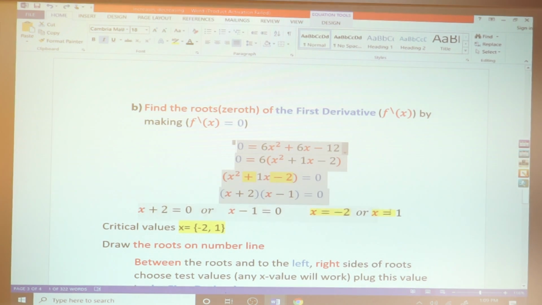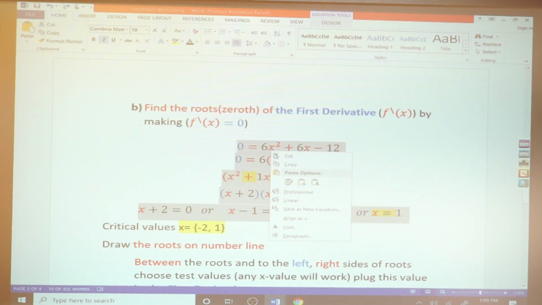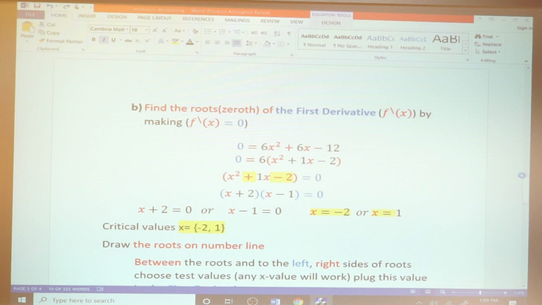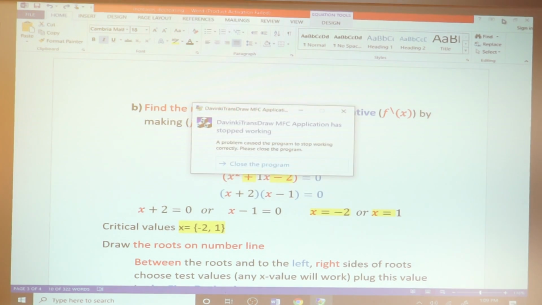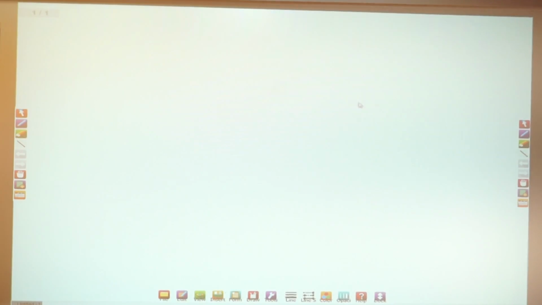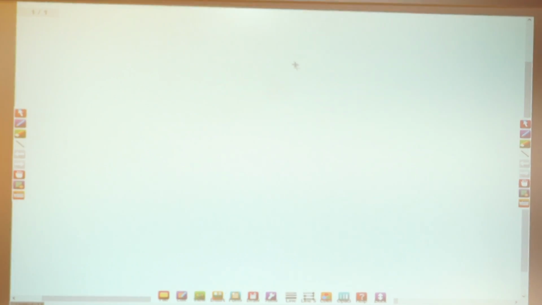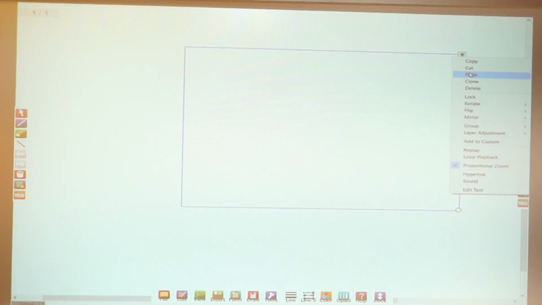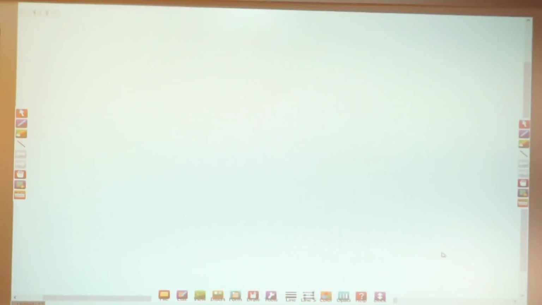So let me just try to copy this and see if I can paste it in the other board. I can't see it. Okay, let me just carry it.